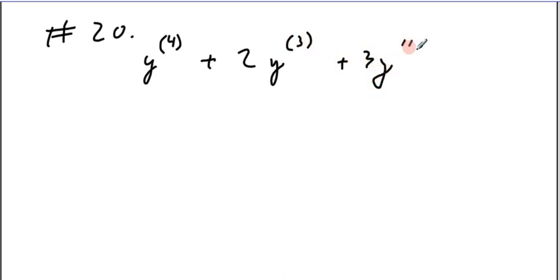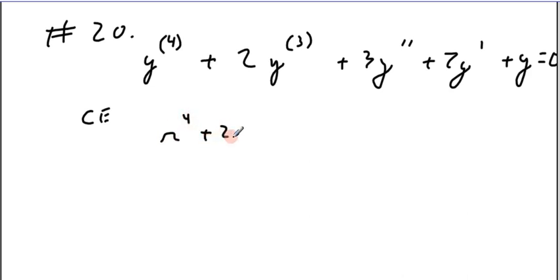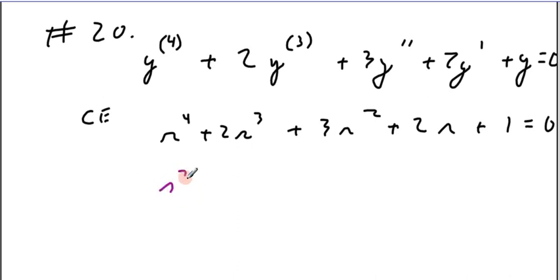Okay, so we have y to the 4th derivative, 2y to the 3rd derivative, 3y 2nd derivative, 7y prime plus y is equal to 0. I have a characteristic equation, which is r to the 4th plus 2r cubed plus 3r squared plus 2r plus 1 is equal to 0. And I have a suggestion that perhaps that thing up there is really r squared plus r plus 1, the quantity squared. And that's what the suggestion is.